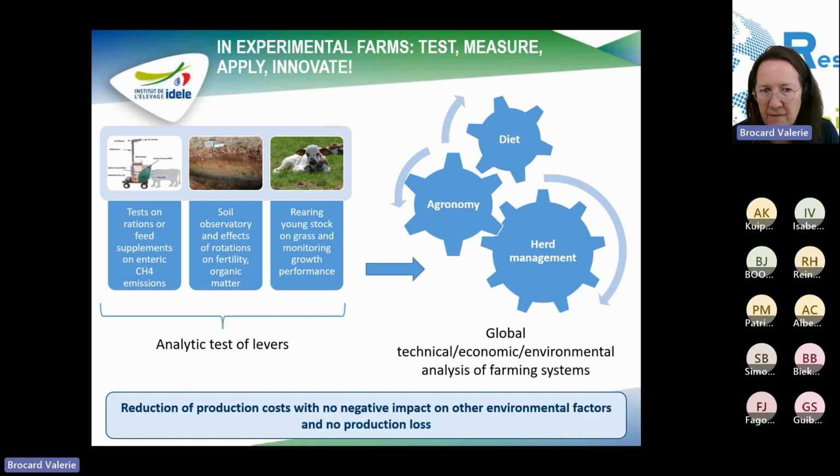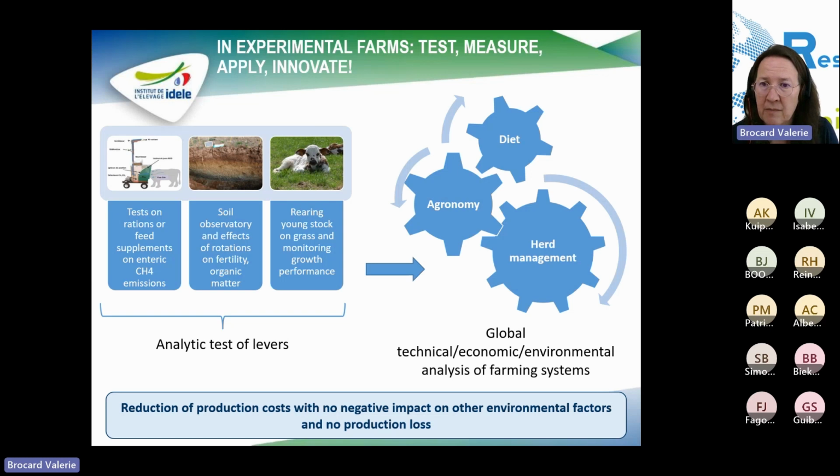So these different levers are based on diets, changing the diet of the animals, changing the management of the ground, of the plants, of the crops, on the rotation. So all the levers related to agronomy, but also levers related to herd management. It's much easier to test things, test levers, and create results on an experimental farm.